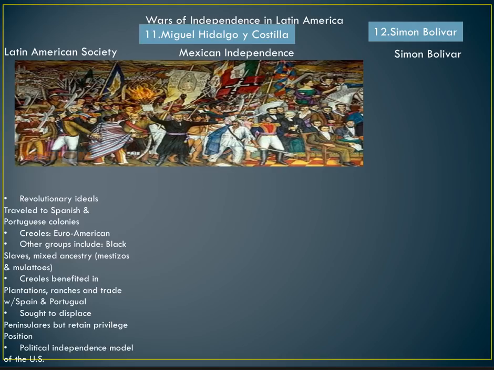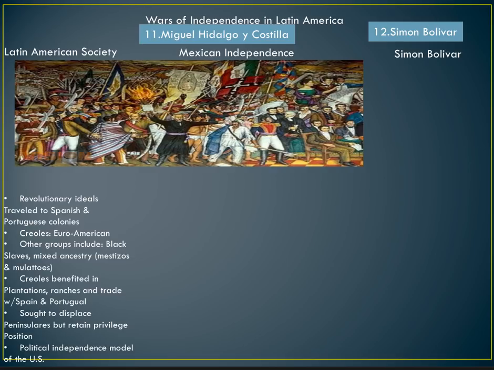And they thought, well, you know what? We're making all this money, we're getting all this stuff. Why are we still sending money back to these countries who, once again, are so far away and can't even really have a functioning government over here? So they really sought to displace the Peninsulares, but retain the privileged position. So pretty much saying that these Creoles, the ones whose parents are actual Europeans, born in Spain and Portugal, their parents were born over there, but they were born in the Americas, they kind of want to get rid of the Peninsulares and take their position.